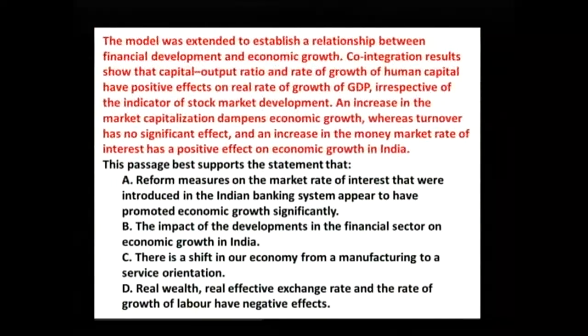Alright, let's read that further. The model was extended to establish a relationship between financial development and economic growth. Co-integration results show that capital to output ratio. My capital is for 1 lakh. What is my output? That's a capital output ratio, and rate of growth of human capital have positive effect on real rate of growth of GDP. When my capital to output ratio goes up, what do we mean by capital to output? My capital investment for this entire dairy farm is say 1 crore, but I am able to produce goods worth 1.2 crores, which means my ratio is really good.